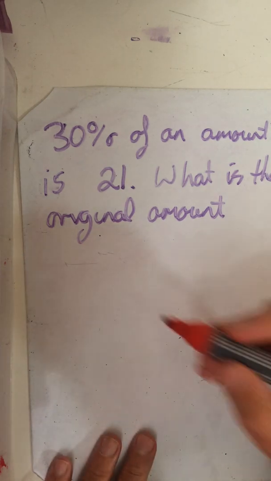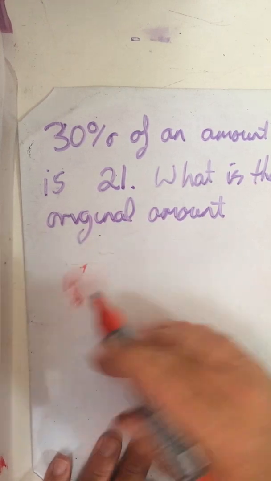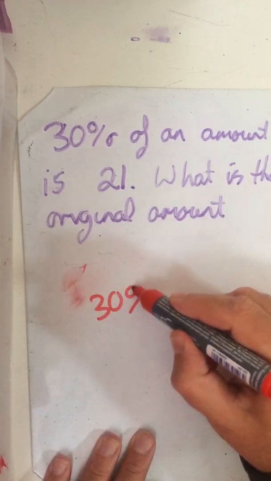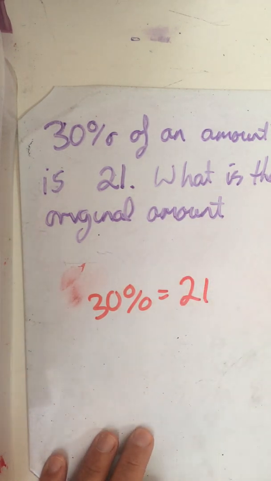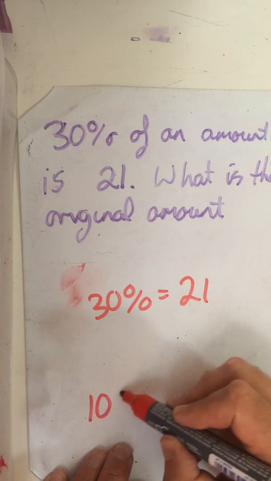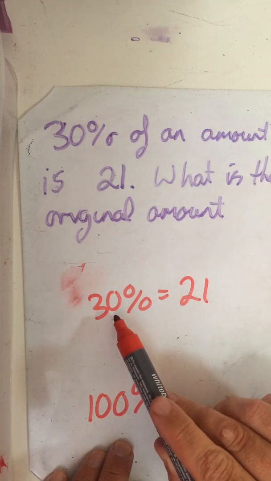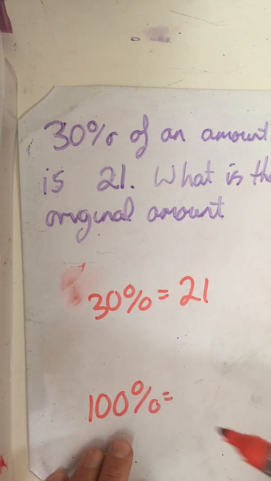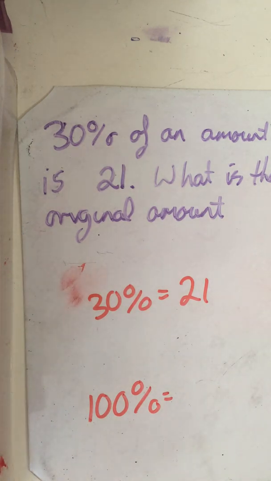Now anything like this, we write down what we know. So we know the 30% is equal to 21. And to work out the original amount, we need to find the full amount, don't we? So we need to find out what 100% is equal to, the whole thing, okay?